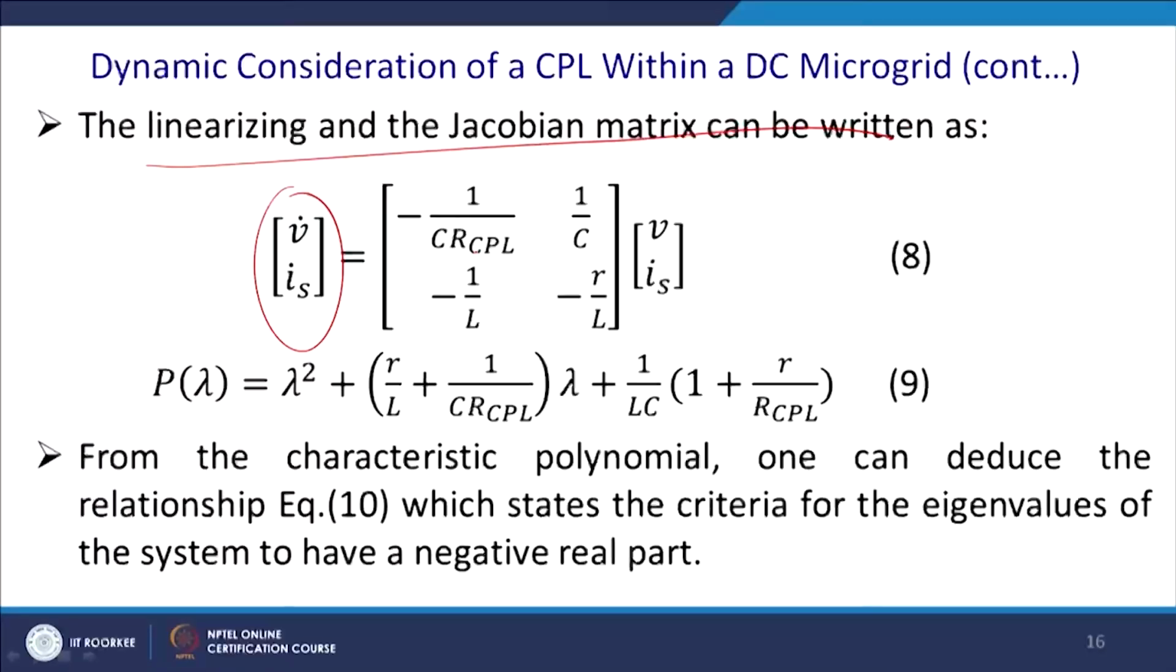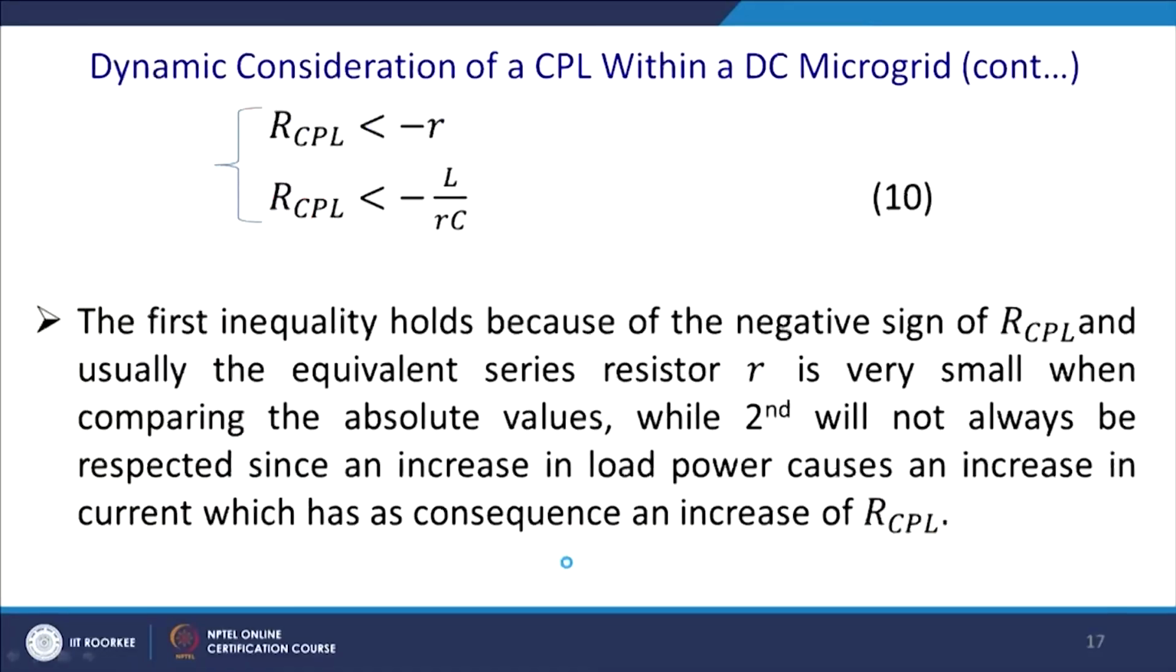And let us form the polynomial, and you have a study over your eigenvalues. So, from this characteristic polynomial we can deduce the relationship in the next equation 10, which states the criteria of the eigenvalues of the system for the negative real part. So, from this condition we can get, this is essentially nothing but your maximum power transfer theorem you get by this calculation.